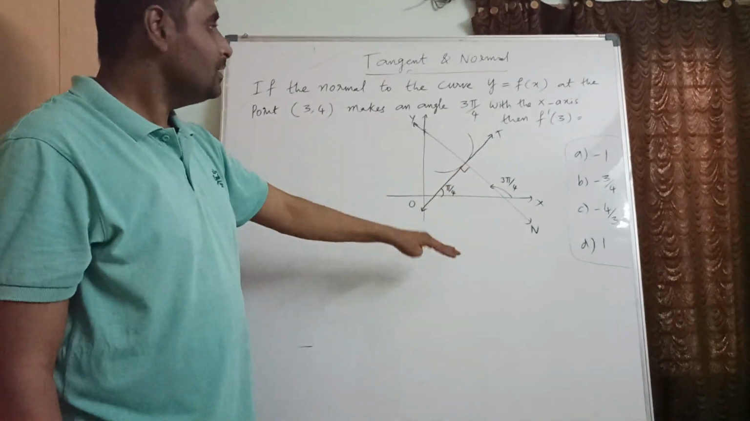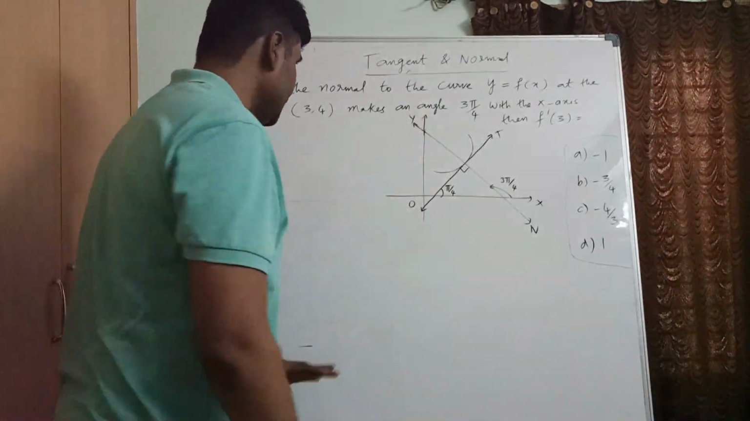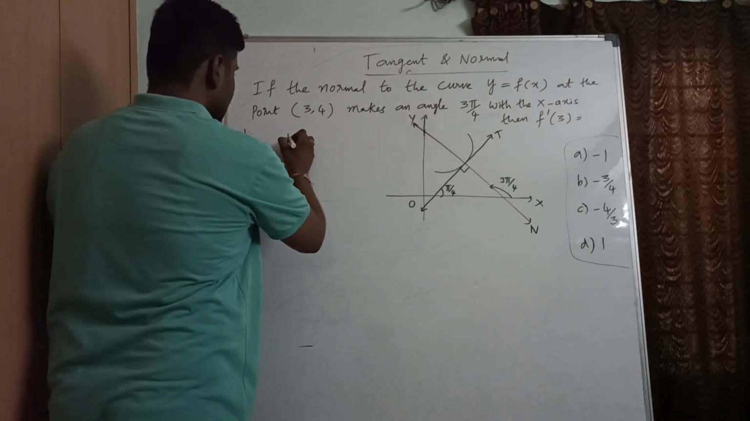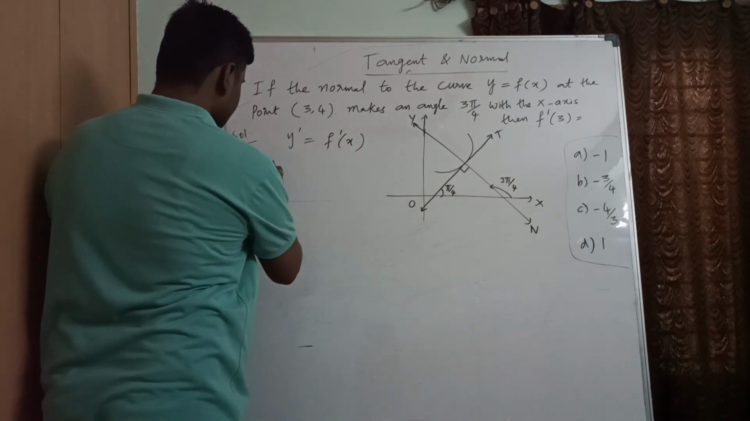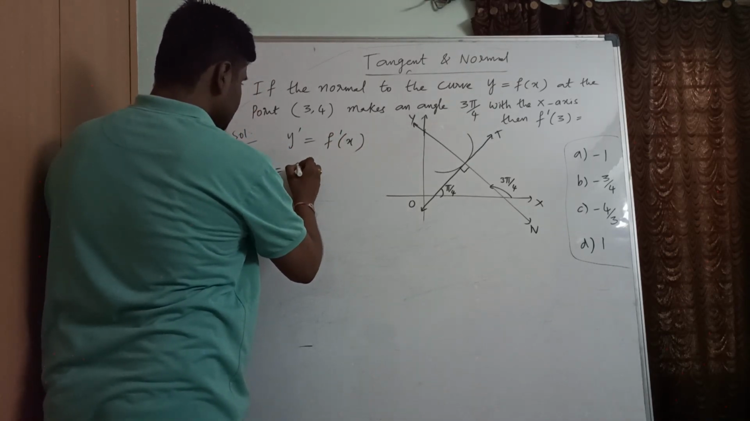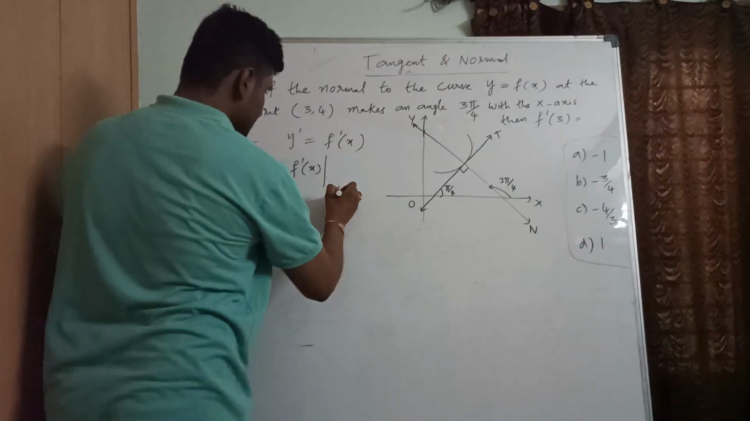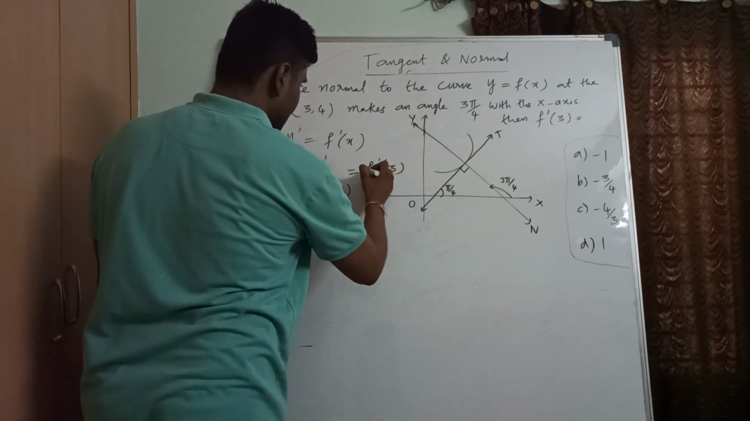Right? So, for your clarity, I can explain here. Say y equals to f of x. Whenever you derive, y dash equals to f dash of x. Now how can you find the slope? Just substitute 3 comma 4 there. Whenever I substitute 3 comma 4, that will be equal to the slope, f dash of 3.